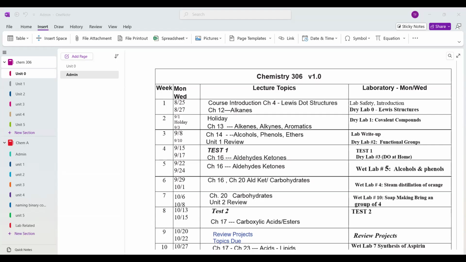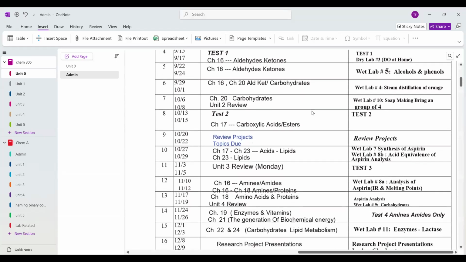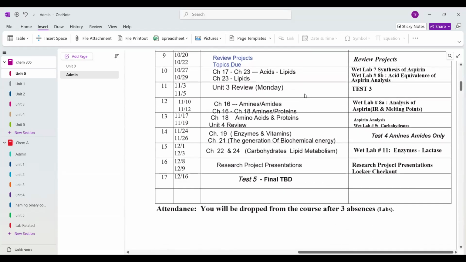Dry Lab Zero is a review from 305 on doing Lewis structures. Every day you're going to be drawing structures in this class, so it's really important to understand how to create these structures. That's what I'm going to cover today. Then on Wednesday, we're going to start OChem, which starts off with simple alkanes. Anyway, this is the lab schedule, Revision 1.0, and it may change.